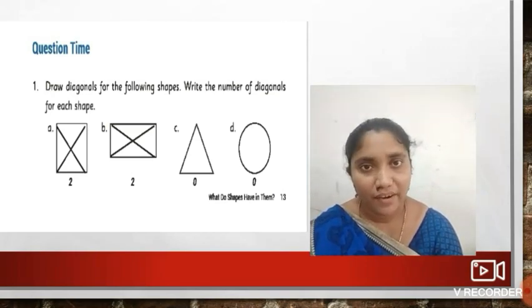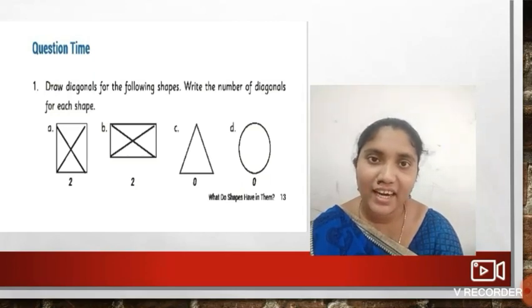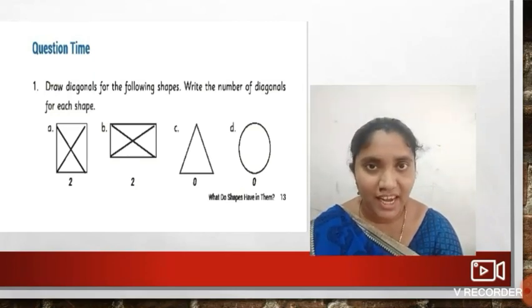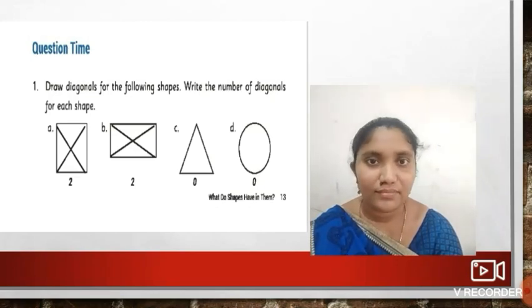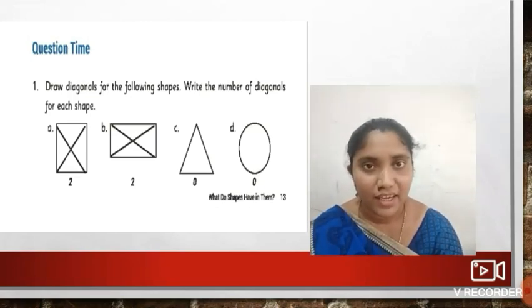The next shape is rectangle. How many diagonals are there in a rectangle? Also a rectangle has two diagonals. Draw two diagonals in a rectangle and write 2 below the rectangle. The next shape is triangle. How many diagonals are there in a triangle? There are no diagonals in a triangle. Can we draw diagonals for a triangle, children? No, we cannot draw a diagonals for triangle because there are no opposite corners in a triangle. So, write 0 below the triangle.